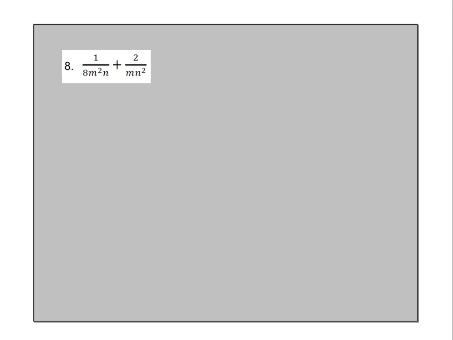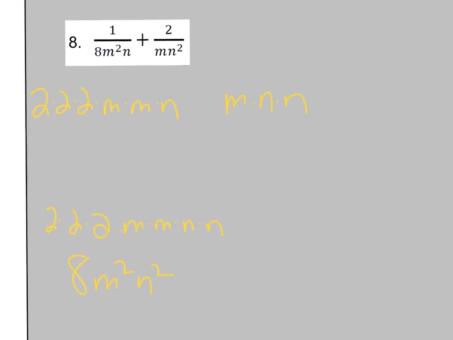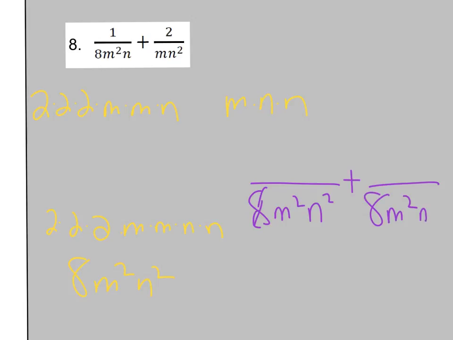So now, between 8mn squared, 8 would be 2 times 2 times 2 times m times m times n. Mn squared would be m times n. So my least common multiple would be 2 times 2 times 2 times m times n times n, otherwise known as 8m squared n squared. So my least common multiple, which would become my least common denominator, would be 8m squared n squared plus 8m squared n squared.